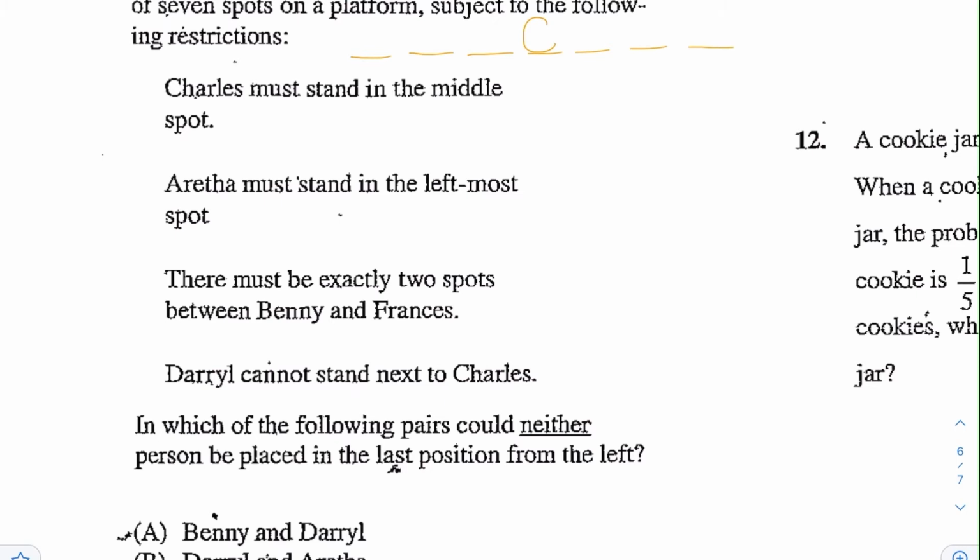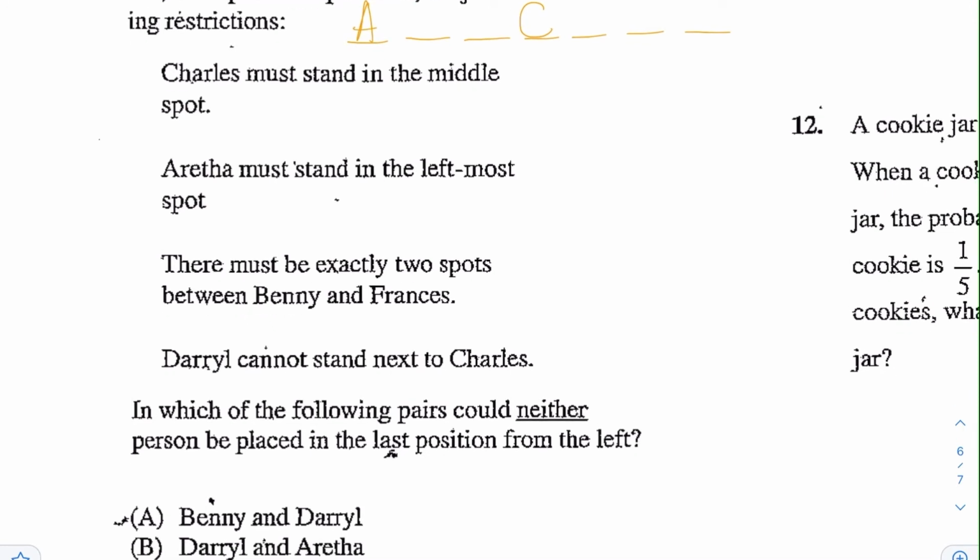Okay, so C is in the middle. A must be in the leftmost spot. So A is here. There has to be 2 spots between B and F. So it's B, blank, blank, F. And D cannot stand next to C. So D can't be there, and there's no D to the right of C. All right, so in which of the following pairs could neither person be placed in the last position from the left? So you want to know which one cannot be last?